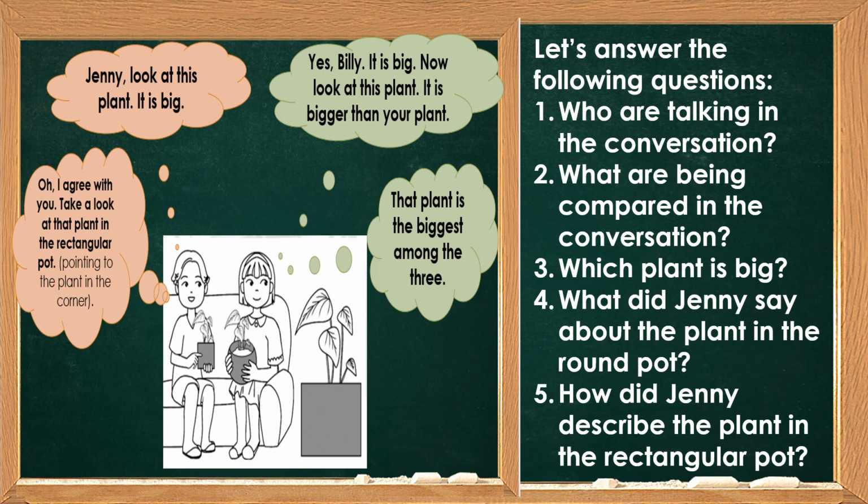That's great. Jenny said that it is bigger than what Billy is holding. And the last question, how did Jenny describe the plant in the rectangular pot? You're awesome! The plant in the rectangular pot is the biggest among the plants that they had.